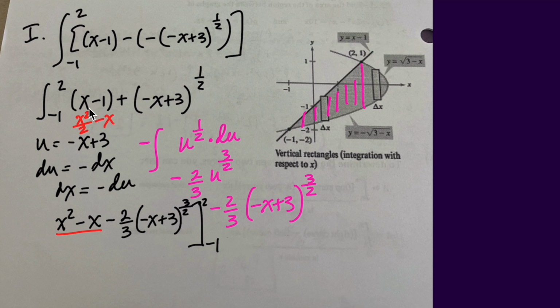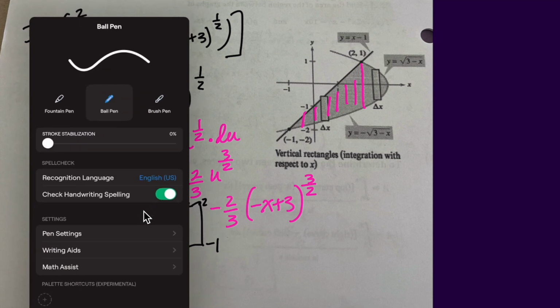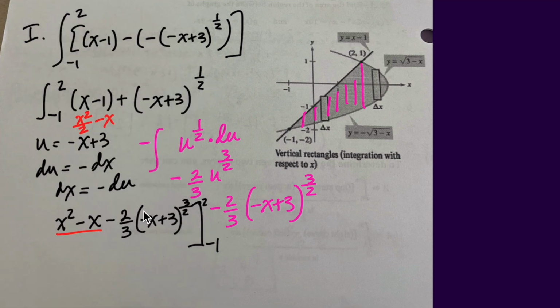Okay, so here in the first part, we're just going to take the antiderivative of x minus 1. That's going to be x squared over 2 minus x. There should be a 2 under here. I apologize. Let me change that. x squared over 2 minus x right here.